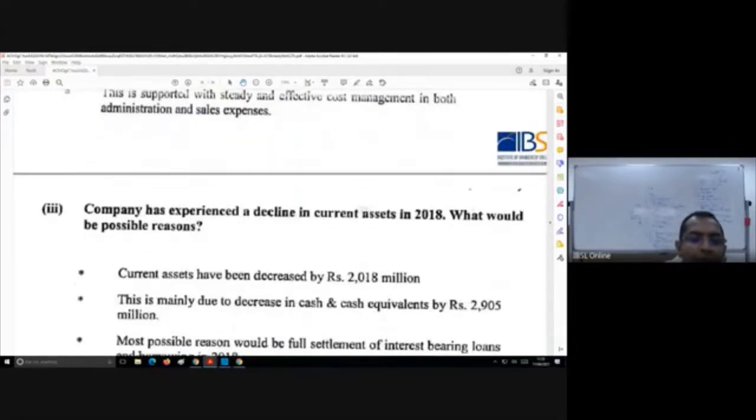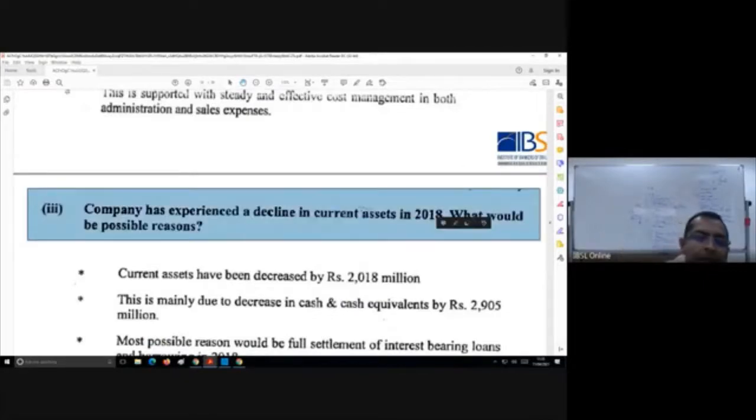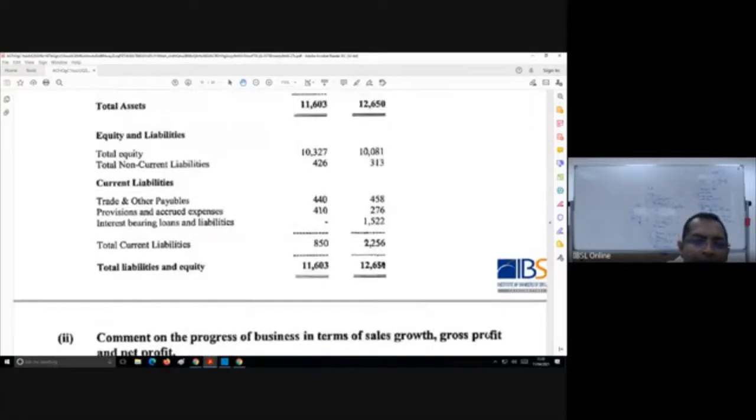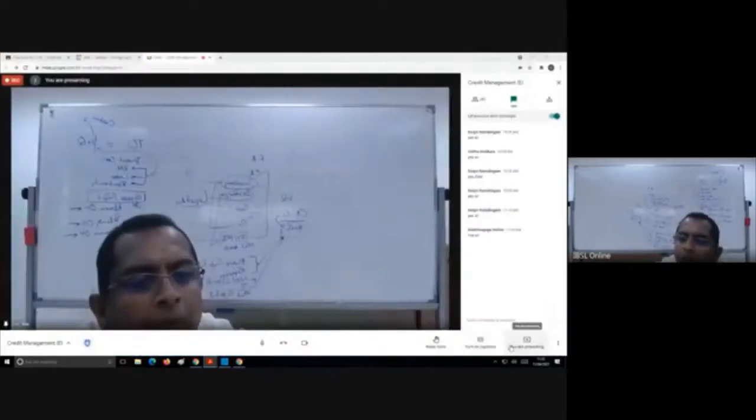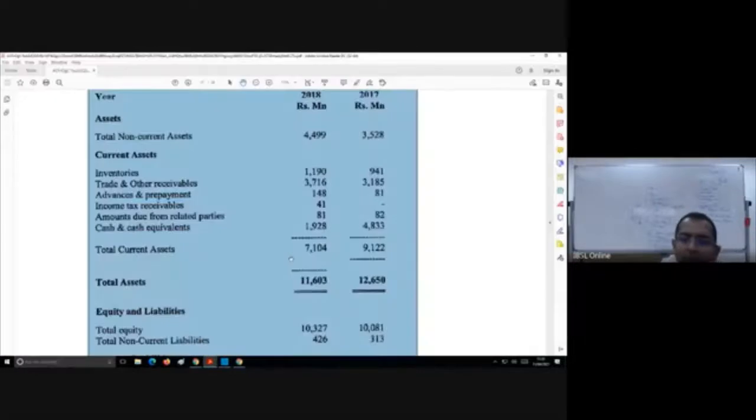Then we go to: the company has experienced a decline in current assets in 2018. What would be the possible reasons? Let's go there. See, current assets in 2017 were 9.122. Now they have come down to 7.104. That means almost a 2 billion drop. How has it happened?